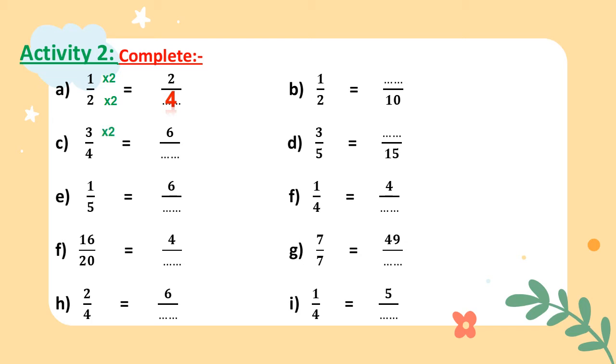3 over 4 equals 6 over missing. 3 by what gives you 6? 3 by 2. So I'm gonna multiply the denominator by 2. Also 4 by 2 gives you 8. Okay? So don't forget primary 3, if I multiply the numerator by a number, I have to multiply the denominator by the same number. Okay? To get the equal fraction.